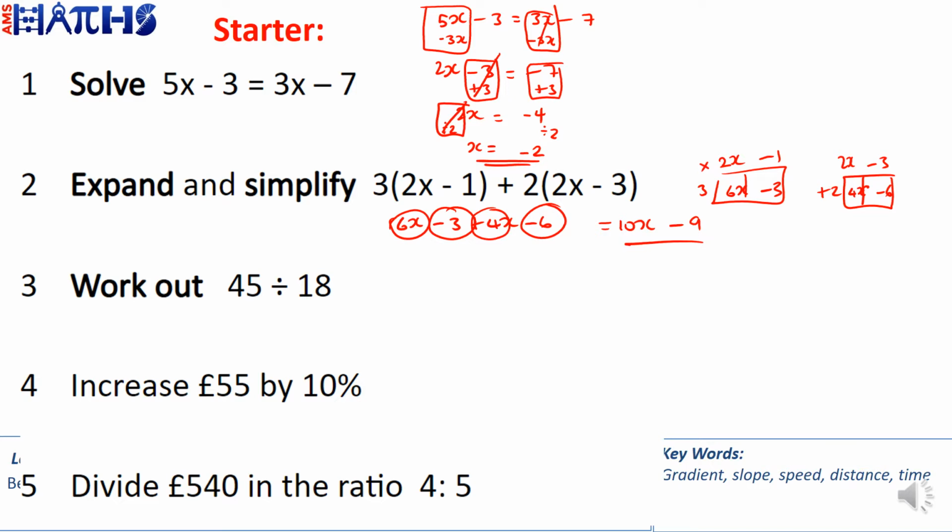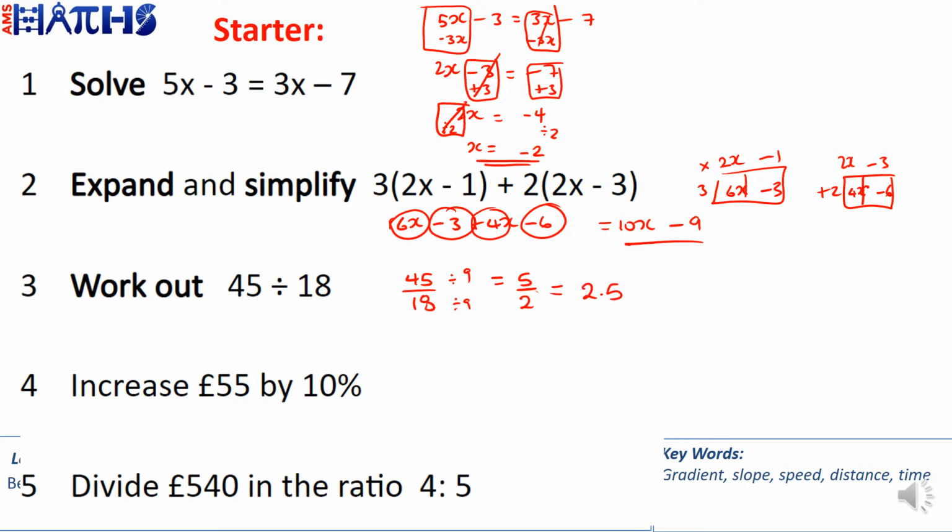Next, we need to work out 45 divided by 18. I'm just going to use a fraction method because 9 can go into both. So I'll divide the numerator and denominator by 9. 45 divided by 9 is 5, and 18 divided by 9 is 2. 5 divided by 2 is 2.5.